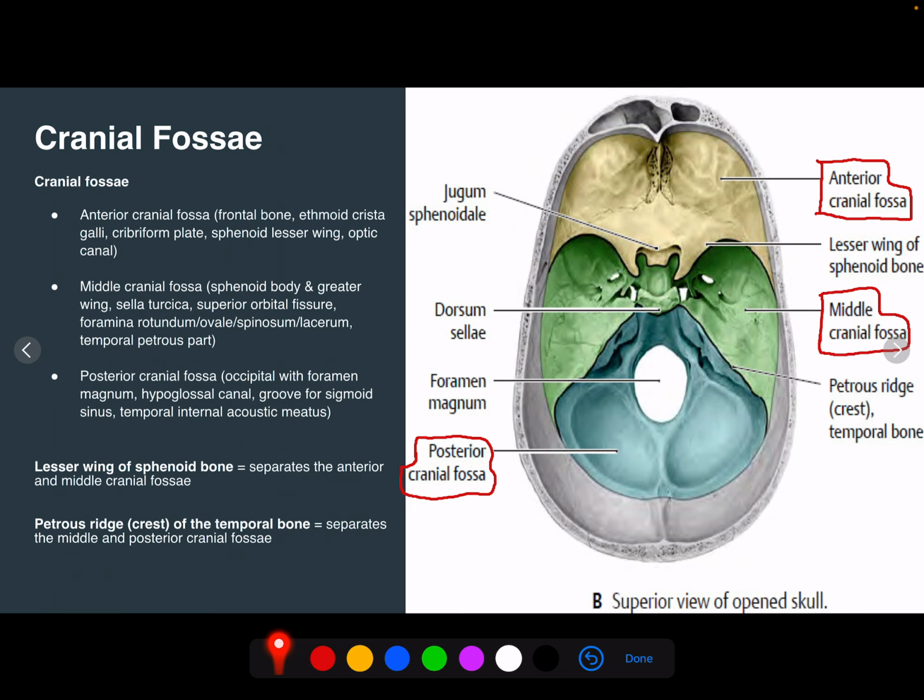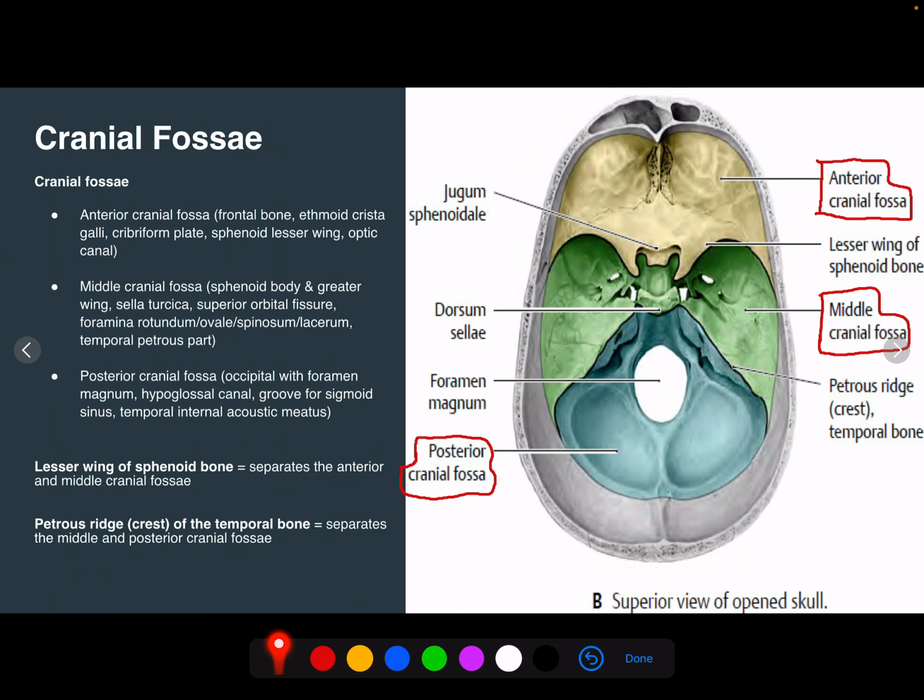The middle cranial fossa is shaped by the sphenoid bone and the greater wings, with the sella turcica and the temporal petrous portion. So let's review that again. The middle cranial fossa is shaped by the sphenoid bone, which we have here. Okay, that's the border of the middle cranial fossa. We have the sella turcica in the middle here. And then we have the petrous portion of the temporal bone, which we see here. That is going to be the other border of the middle cranial fossa. So that's our petrous portion of the temporal bone.